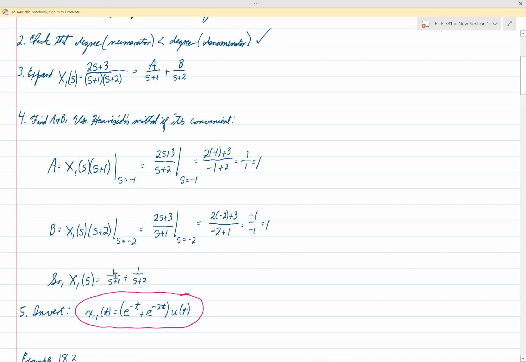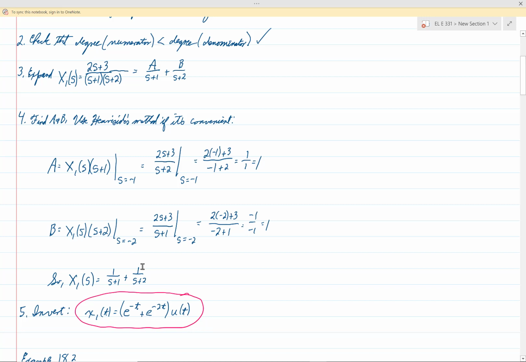Sticking in 1 for a and 1 for b, we get that x1 of s up here is simply equal to 1 over s plus 1 plus 1 over s plus 2. If you have any doubt at all, go backwards and find the common denominator here, and you will find that this is indeed equal to 2s plus 3 over s plus 1 times s plus 2. It's real easy to check this, and I encourage you, until you have confidence in what you're doing, to check it, because it is really easy to go backwards.